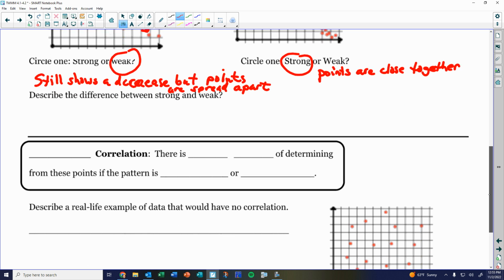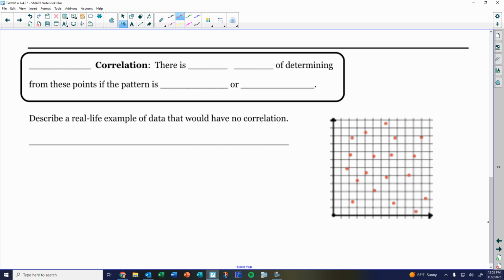Alright, the third one is no correlation. Okay? So when we have no correlation, there is no way of determining, from these points, that the pattern is increasing or decreasing. Okay. You can't look at this graph and tell me which way it's going, right? These points are literally all over the place.